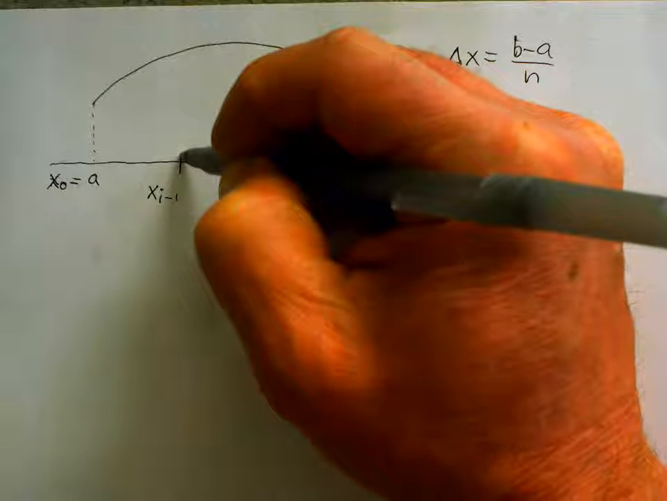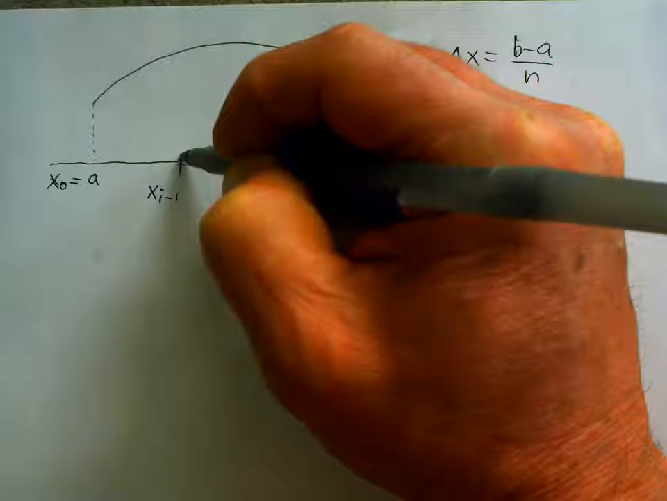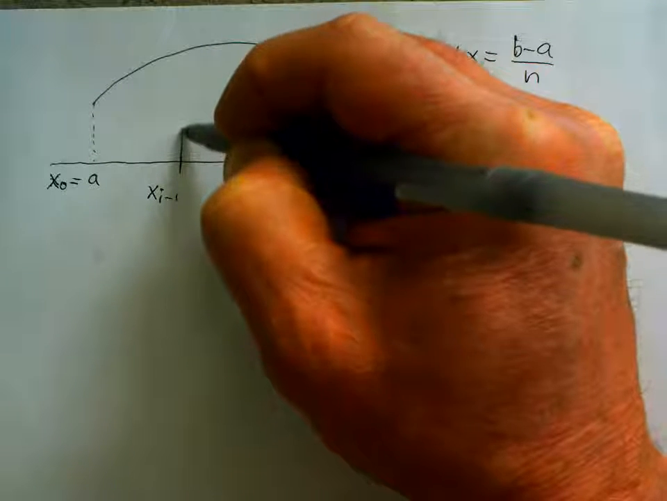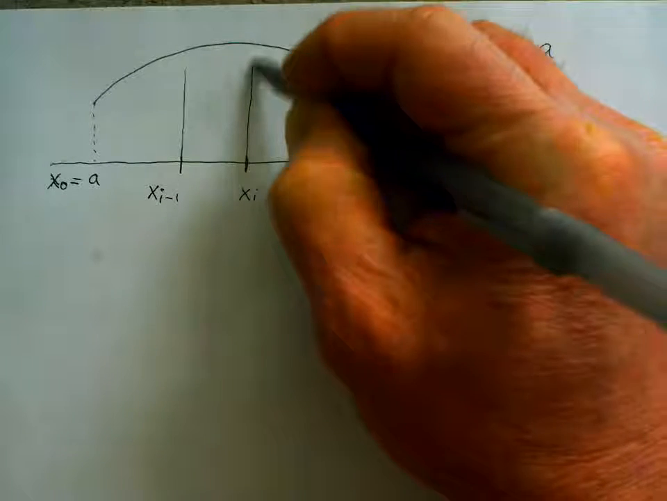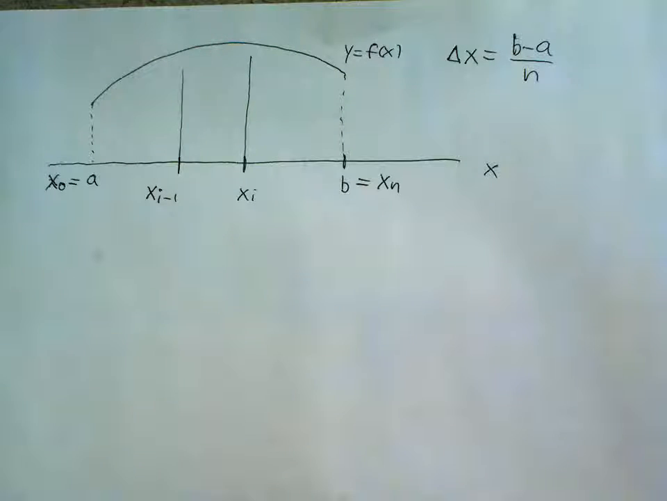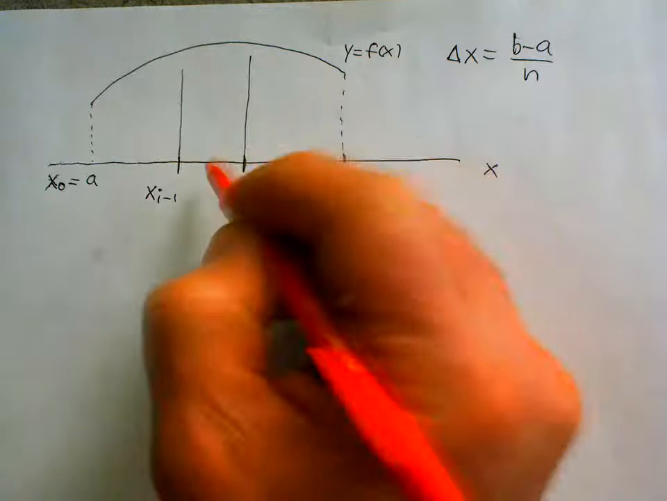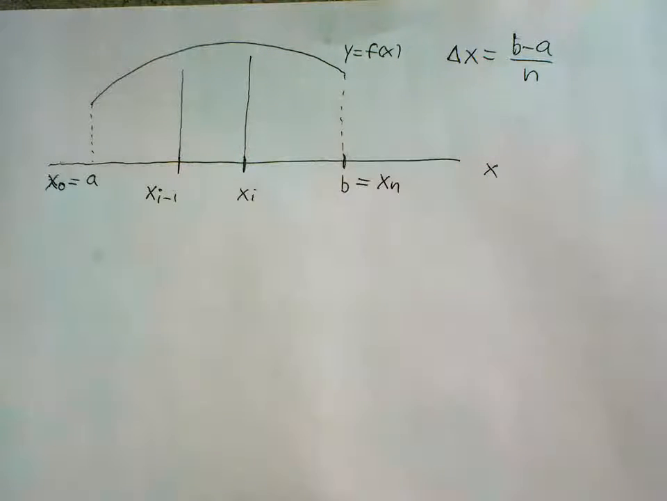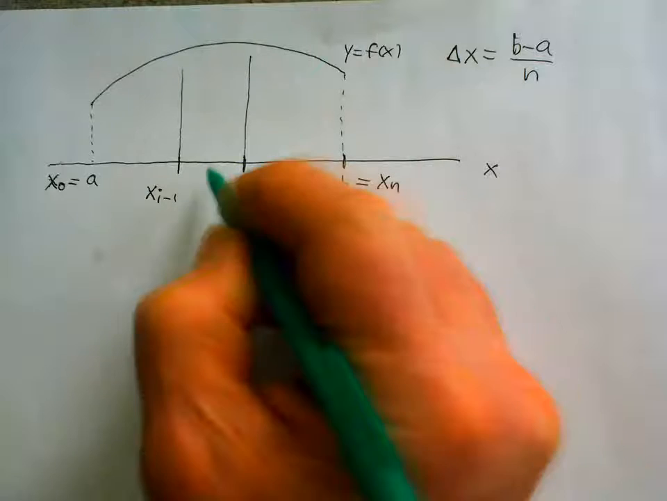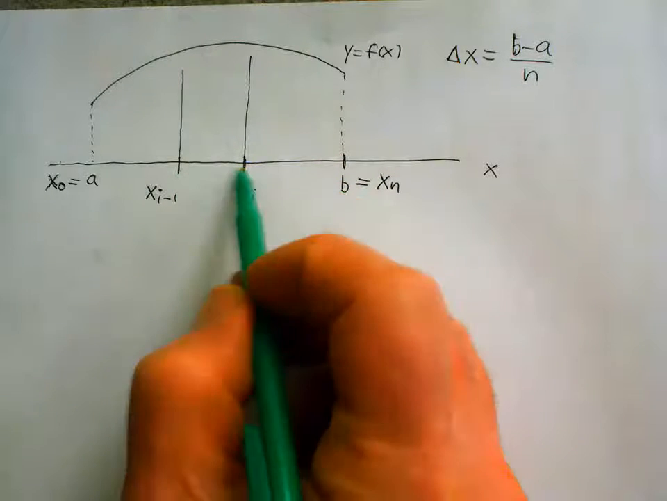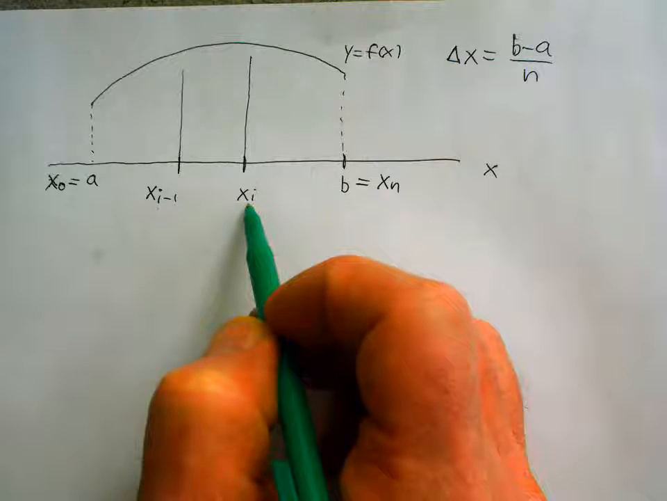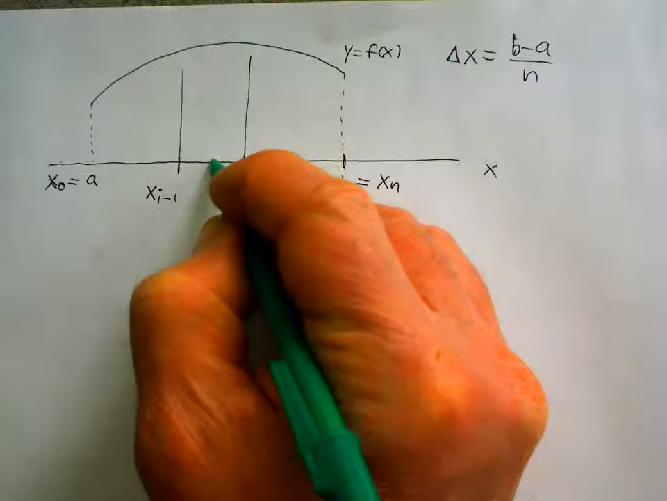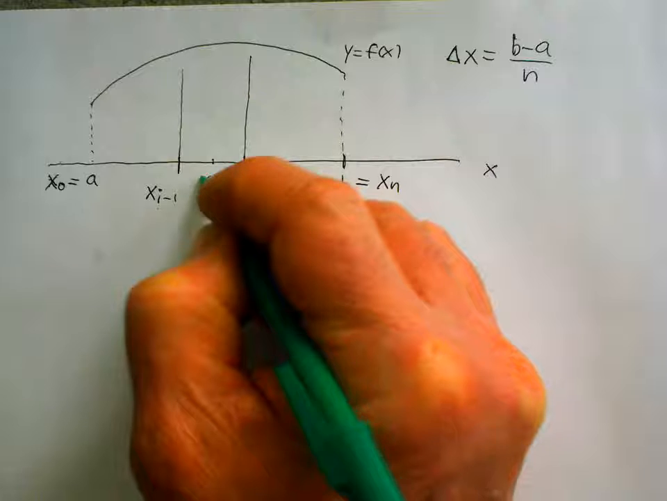And we're going to construct a rectangle. The height of the rectangle will be determined by the midpoint of this interval. The midpoint of the interval from x sub I minus 1 to x sub I will be denoted by x sub I bar.